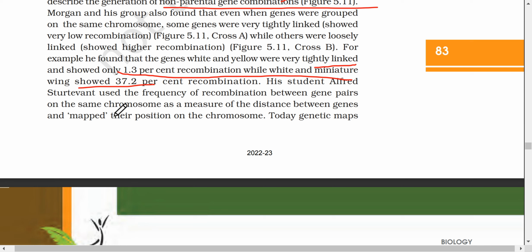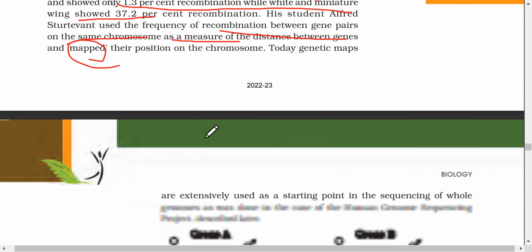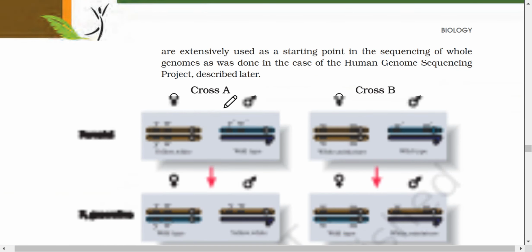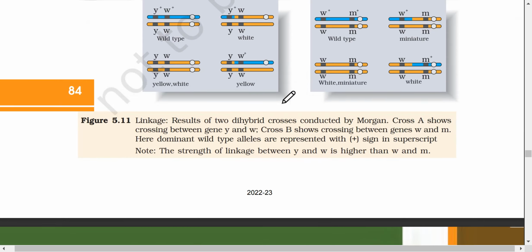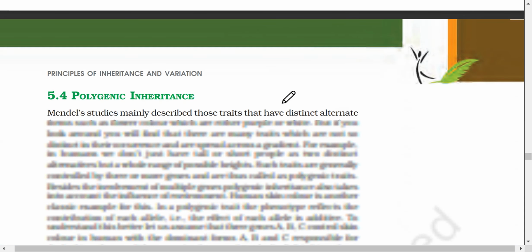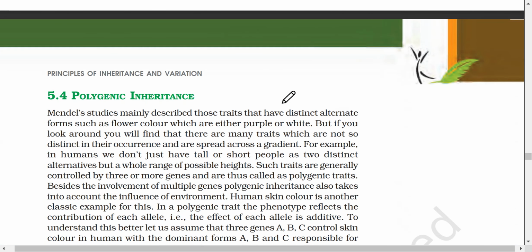His student Alfred Sturtevant used the frequency of recombination between gene pairs on the same chromosome as a measure of the distance between genes and mapped their position on the chromosome. What did Sturtevant say? He said that the frequency of recombination between gene pairs on the same chromosome depends upon the distance. Today, genetic maps are extensively used as a starting point in the sequencing of whole genomes, as was done in the case of the Human Genome Sequencing Project, which is discussed later. Okay, so here he basically said that the distance depends on how frequently recombination will occur or how much linkage there will be of the genes present on the same chromosome.